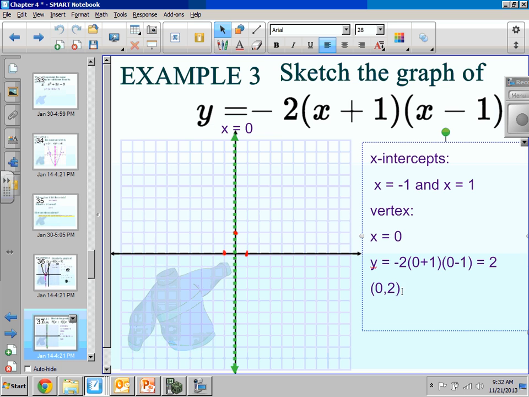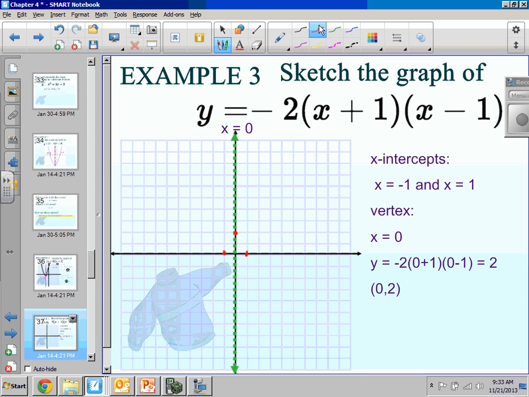So now that we've considered the vertex and the x-intercepts, unfortunately, our y-intercept, we already know. It happens to also be our vertex. So one thing you may want to do is pick a couple of other points, maybe at x equals 2 and x equals -2, just so you can get a sense of the width of the parabola. So I'll have you guys do that in your own time, because I know you all can plug and chug.